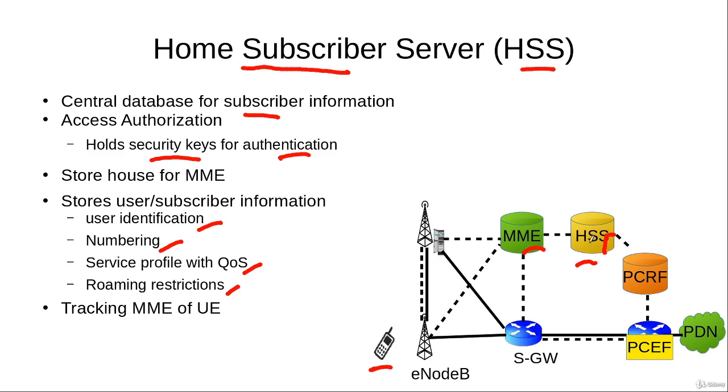And also the HSS needs to keep track of the MME with which the user equipment is registered, because if the user equipment is roaming, it may roam into the coverage area of an eNode B that is connected to a different MME. So the HSS needs to keep track of the current MME of the user equipment, so that if there is an incoming call for this user equipment, the HSS can direct that call to the corresponding MME.